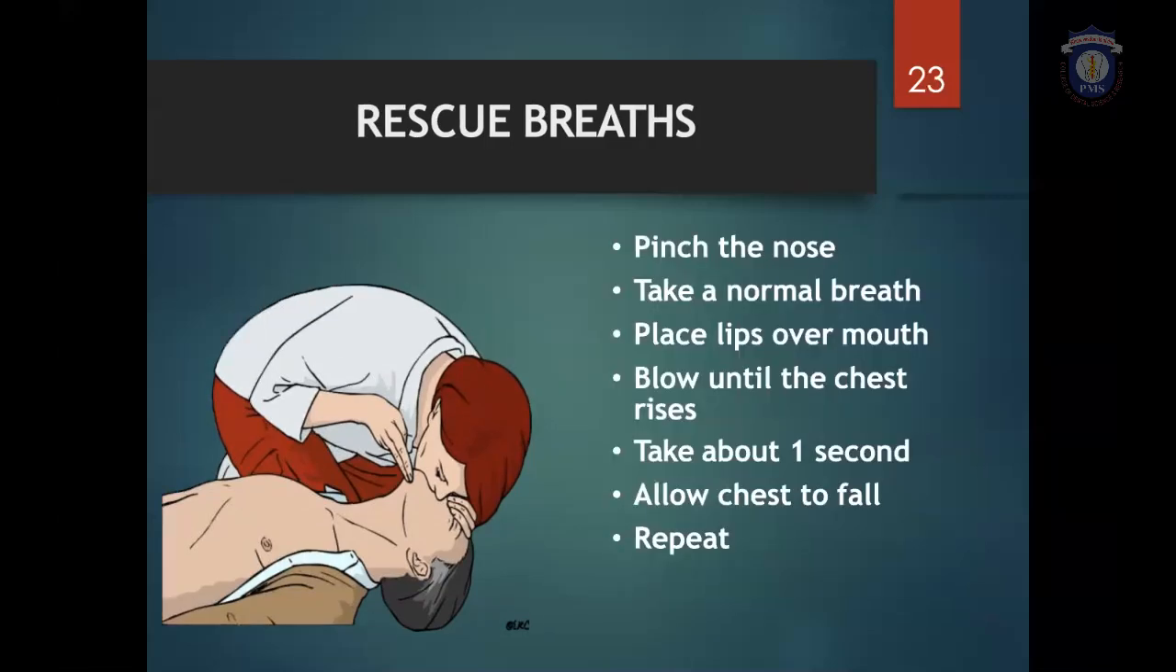The main procedures we have to follow in case of rescue breath are, first, we have to pinch the nose so that the air won't escape. The second one is, as a rescuer, we have to take a normal breath. Then we have to place the lips over the patient's mouth and blow until the chest rises. Take about 1 second, and we have to allow the chest to fall. And we have to repeat this procedure.